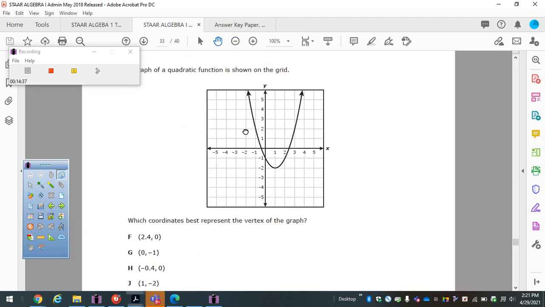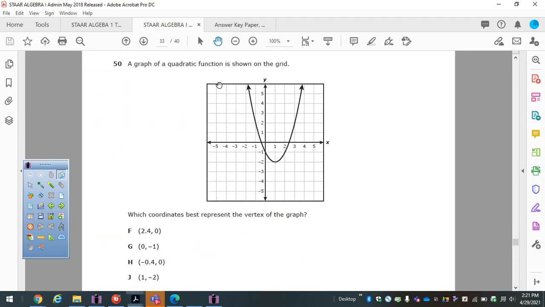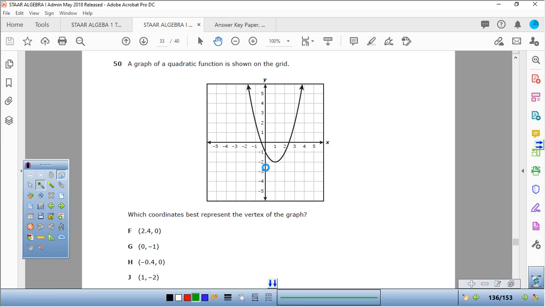Let's look at this one real quick. A graphical quadratic function is shown. A vertex. Yeah, that's easy, guys. That's this corner. This lowest, maximum, or minimum. In this situation, it's a minimum. You just get that coordinate. 1, -2.